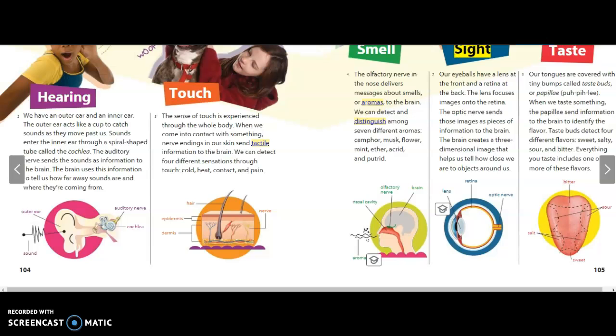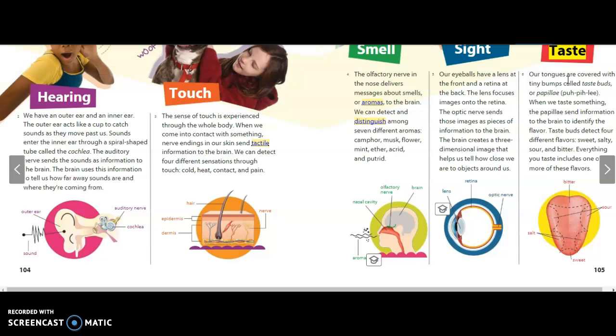Sight. Our eyeballs have a lens at the front and a retina at the back. The lens focuses images onto the retina. The optic nerve sends those images as pieces of information to the brain. The brain creates a 3-dimensional image that helps us tell how close we are to objects around us. Lens, retina, optic nerve.